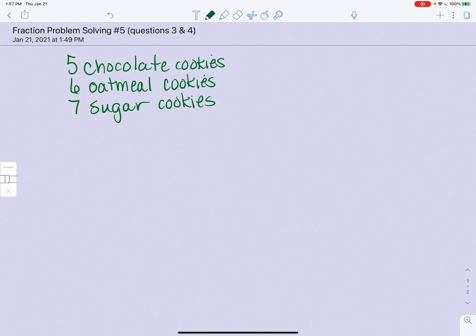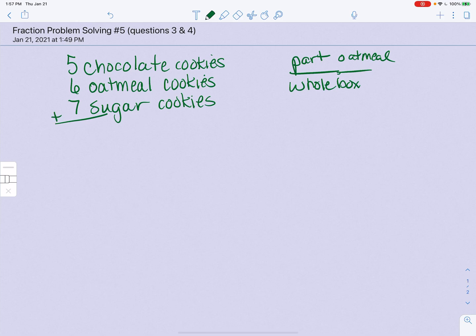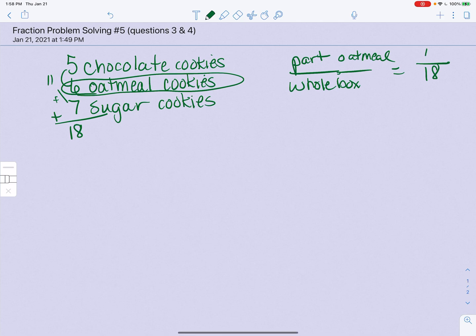So it is asking me the part of the whole box. So they're asking for a fraction. And it's part that was oatmeal, right? Yep. So first thing I have to do is add all the cookies that were in the box. I do it this way. That is 11 plus the 7 is 18. So the whole box had 18 in it, and there were 6 oatmeal cookies total.